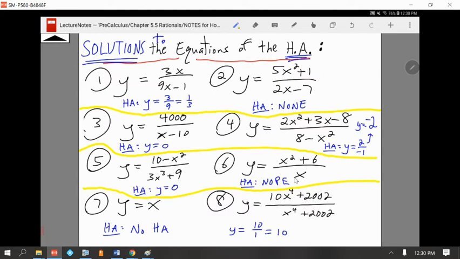6 does not have a horizontal asymptote. 7 does not have a horizontal asymptote. Again, 7 is the line y equals x. It's a linear function. The linear function goes up, up, up forever to the right, and down, down, down forever to the left. So it doesn't have a horizontal asymptote. And then 8.